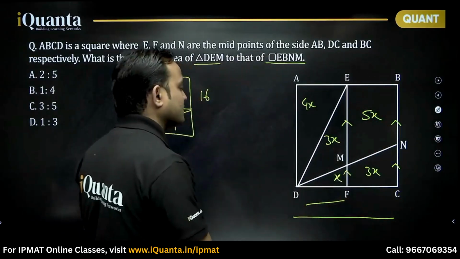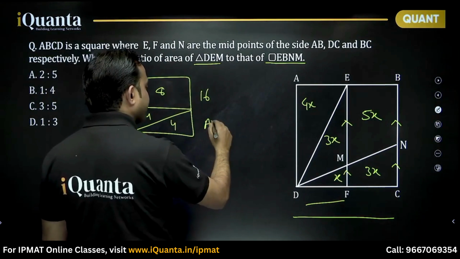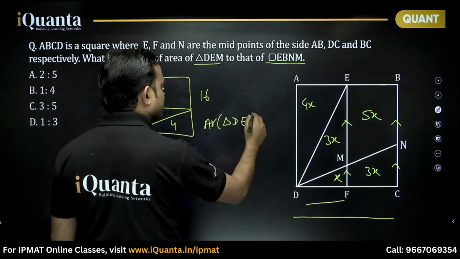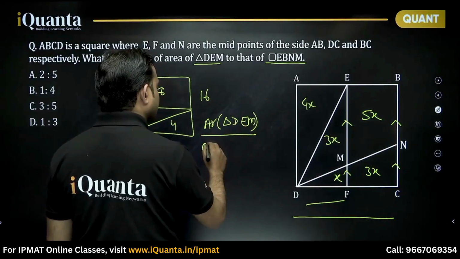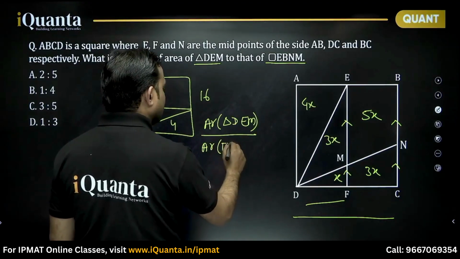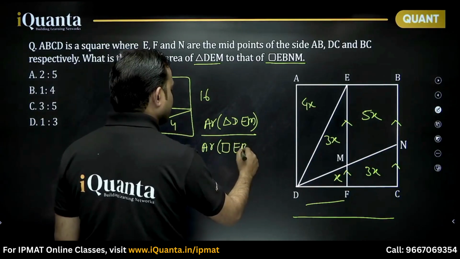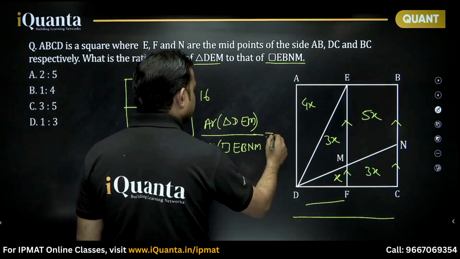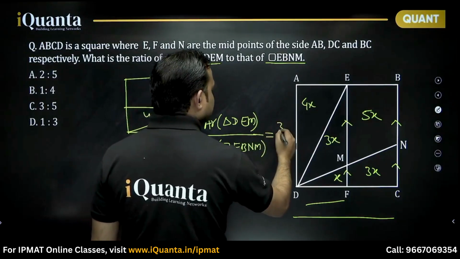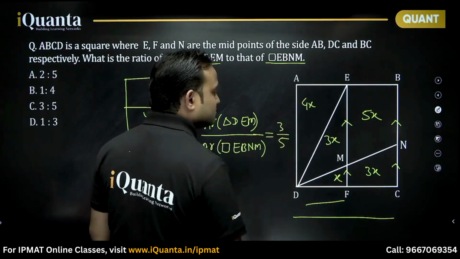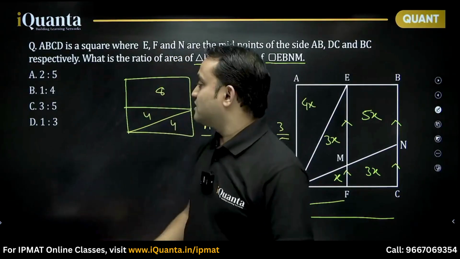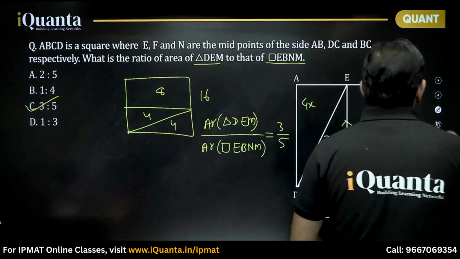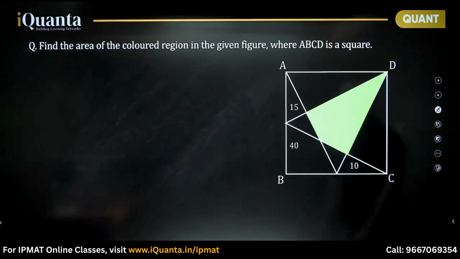So what do we want? We want the area of triangle DEM to the area of quadrilateral EBNM. So that will give us 3x by 5x, which is nothing but 3 upon 5. And that's our answer, option C. Really good question based on similarity and square.